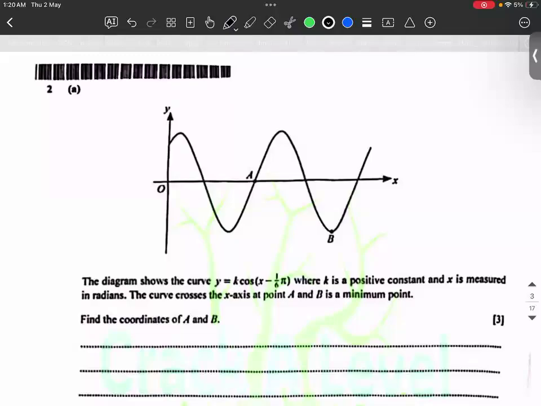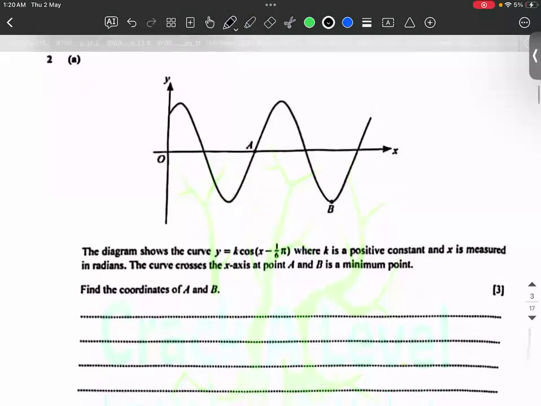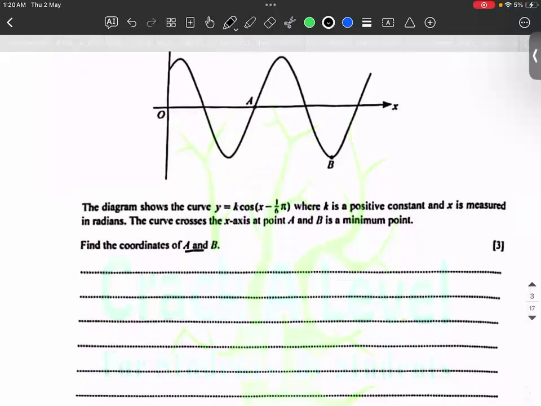Question number 2. So here you can see a graph of cos. After this transformation, they are asking to find the coordinates of A and B. So how will we find these coordinates? It's very simple. We know how the graph of cos x goes, correct? The graph of cos x goes something like this. So this is the graph of cos x.